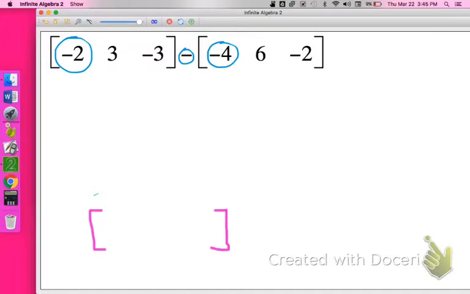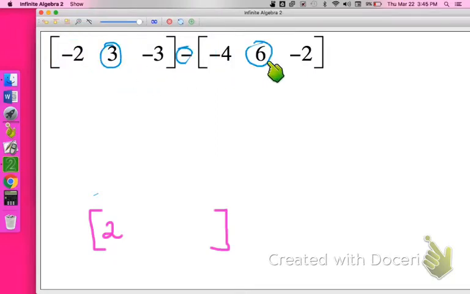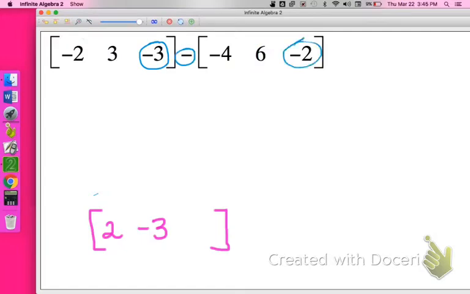I'm going to say negative 2 minus negative 4 is the same as negative 2 plus 4, which is 2. 3 minus 6 is the same as negative 3. And negative 3 minus negative 2 is the same as negative 3 plus 2. And so that's equal to negative 1.